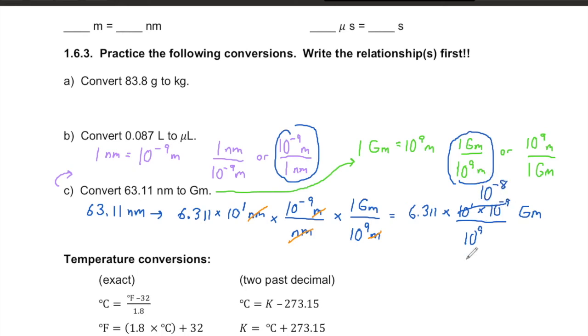10 to the minus 8, a negative 8 minus 9, because the 9 is in the denominator, will give a minus 17. So we have 6.311 times 10 to the minus 17 gigameters.